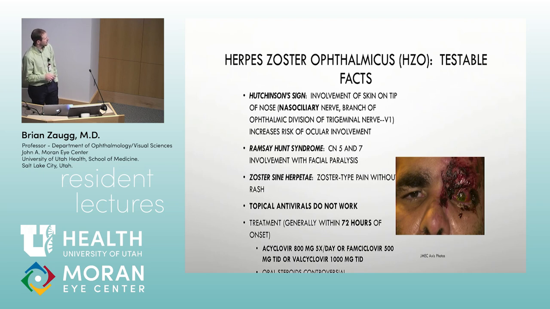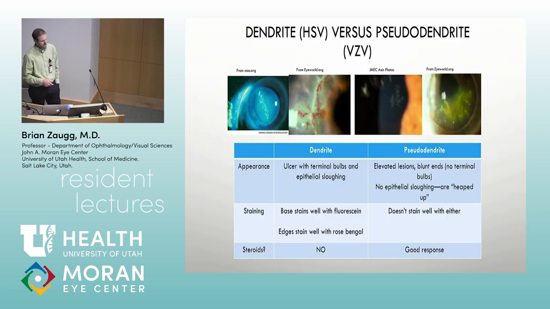Okay, so this is the treatment that you have to come up with. You're going to high doses here. So 800 milligrams 5 times a day, Famvir 500 3 times a day, or Valtrex 1 gram TID. It's full treatment dose. And if you can get that started within the first 3 to 5 days, then you lower the risk of their chronic pain afterwards, which can be really debilitating.